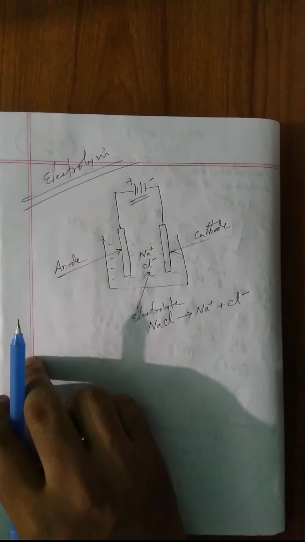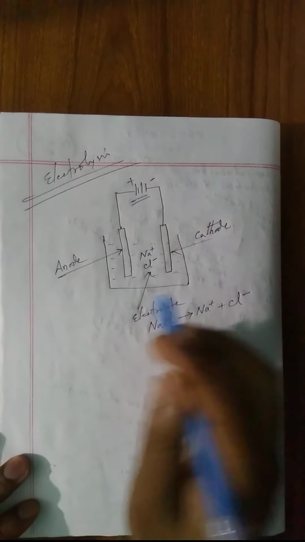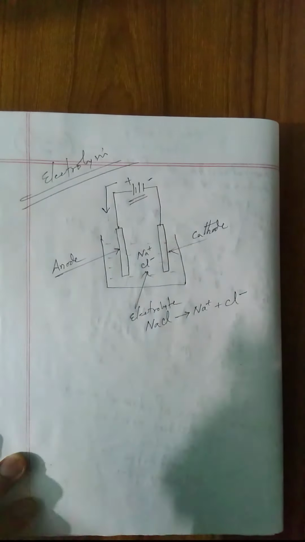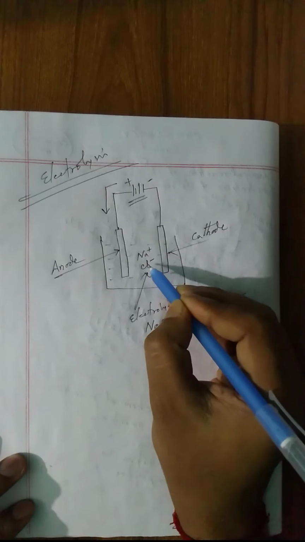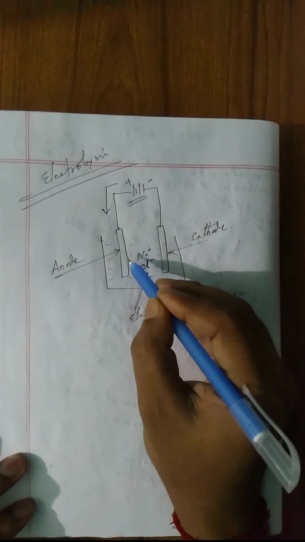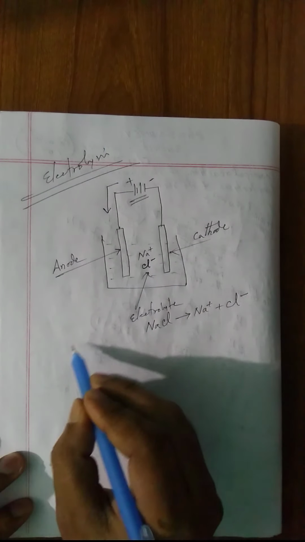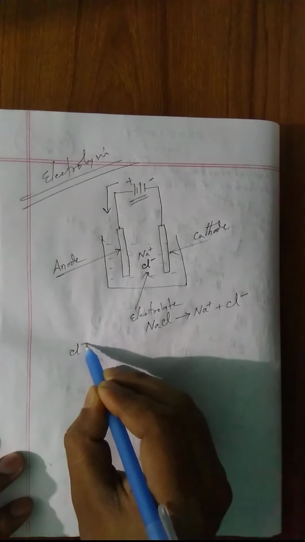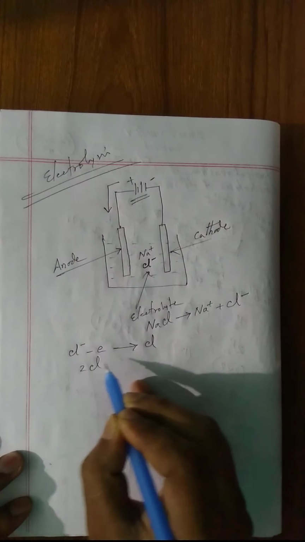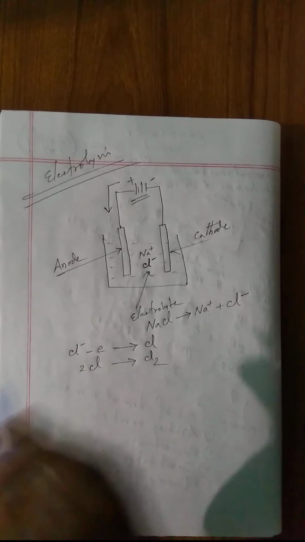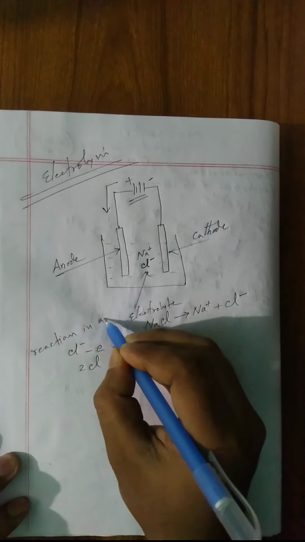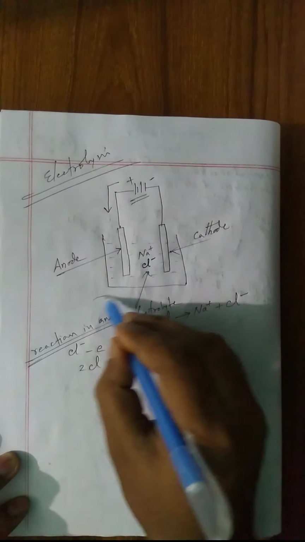So when we complete the circuit, then electricity flows towards the anode, and then the negative charge, that means the anion, will be attracted by this anode and eliminate one electron and produce free chlorine, and 2 chlorine atoms form a chlorine molecule. This is the reaction in the anode.